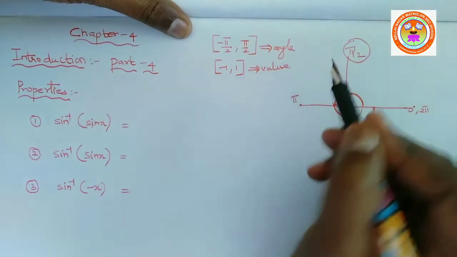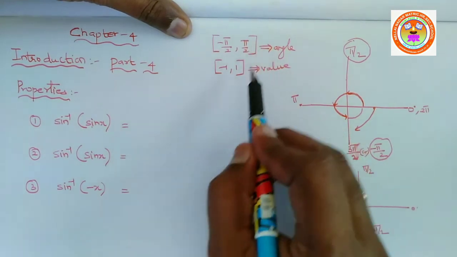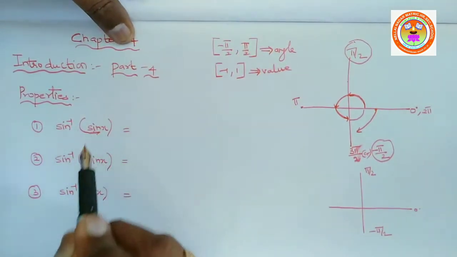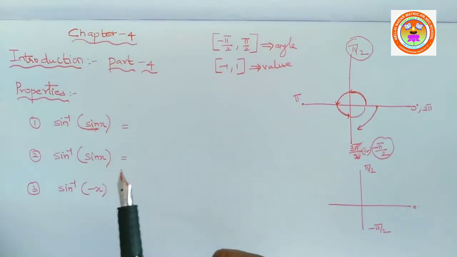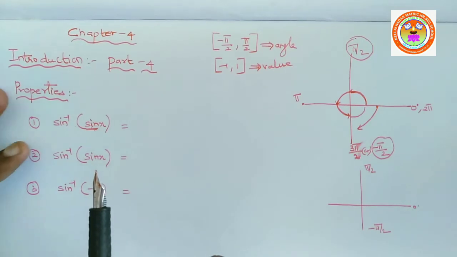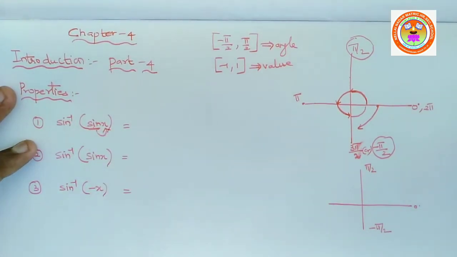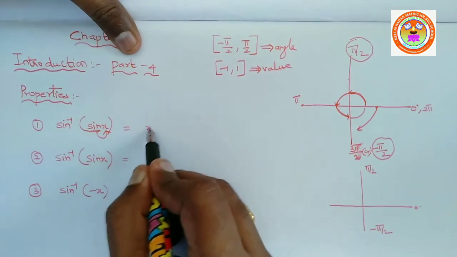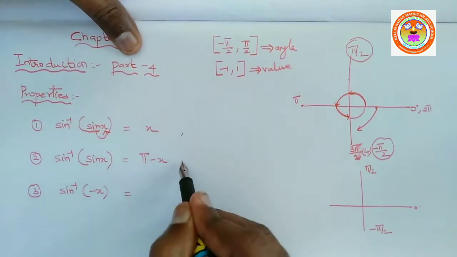If you have gone through the introduction part, you have usually understood what is my angle and what is my value. So you see the sign. The sign is always followed by value or angle. Tell me how you know the sign is always followed by angle. Listen, sign is always followed by angle. So before that, I will write the formula. Sin inverse of sin x is nothing but x. Sin inverse of sin x is nothing but pi minus x. These are the 2 formulas.